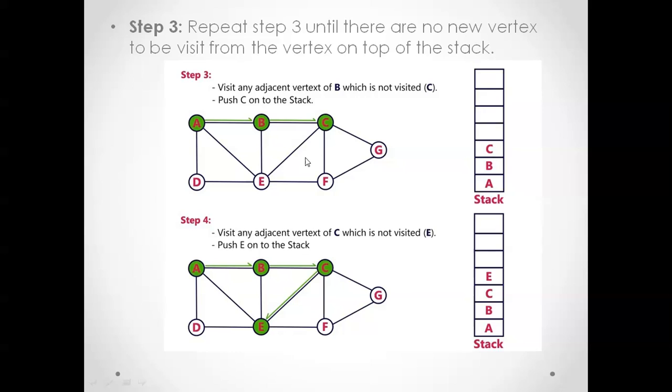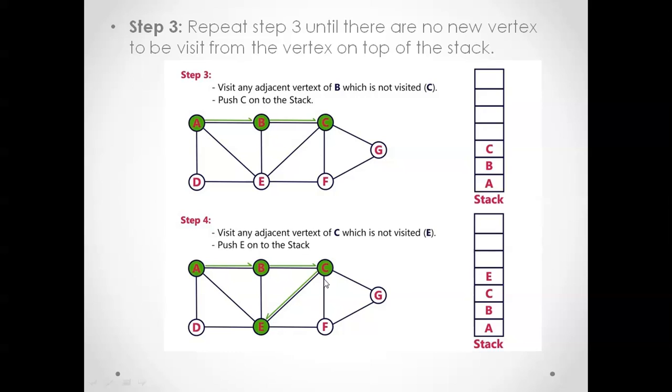Then next comes step number 4. What are the adjacent vertices of C here? C has adjacent E, F, and G. So you can choose any one which is not visited. Now E is not visited, so I'm going to visit E. Whenever you visit a new node, what do we have to do? We need to push it into the stack.